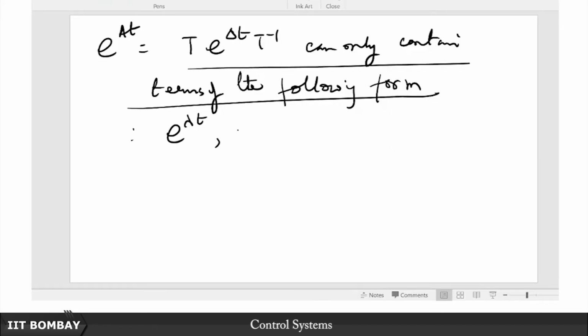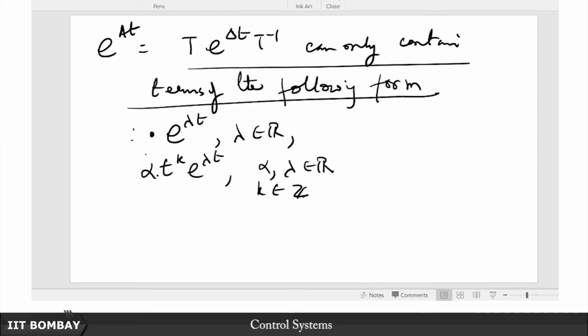Terms like e to the lambda t, where lambda is a real number, terms like alpha times t to the power k e to the lambda t, where alpha and lambda are real numbers and k is a non-negative integer. Let us not put factorial because it will be linearly combined. So that is one type of term, that is a second type of term; k could be positive integers union 0, yeah, that could be the possible k.